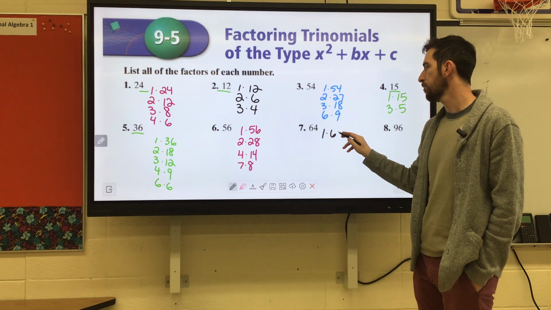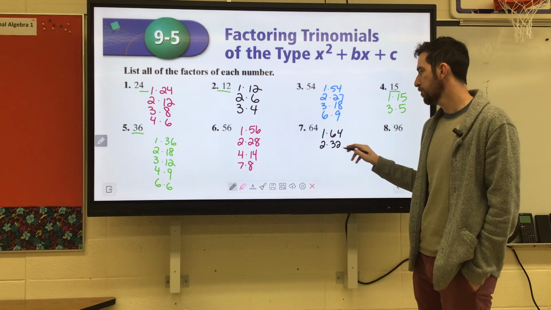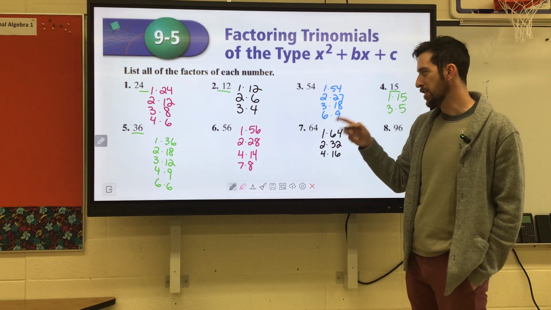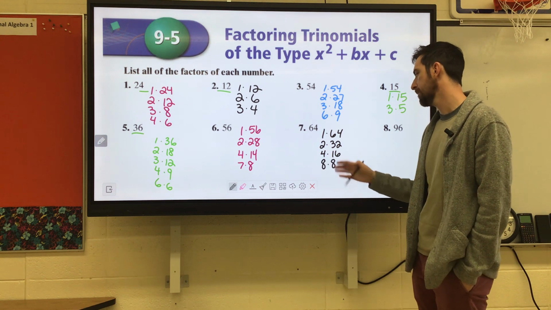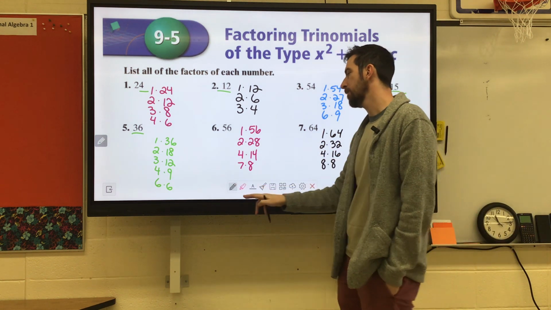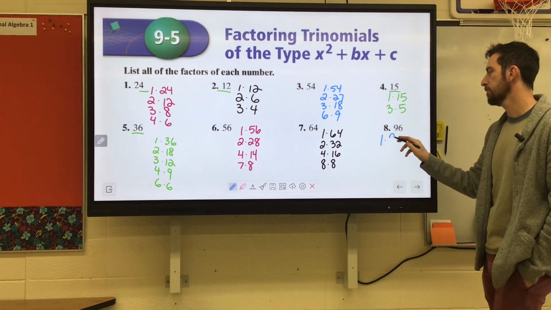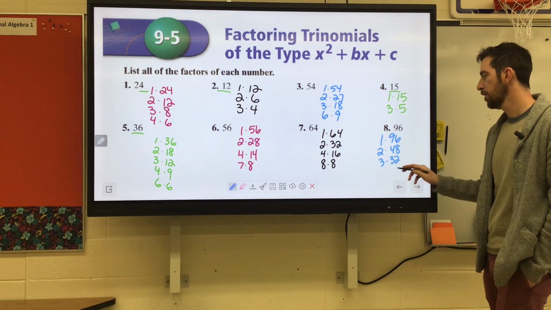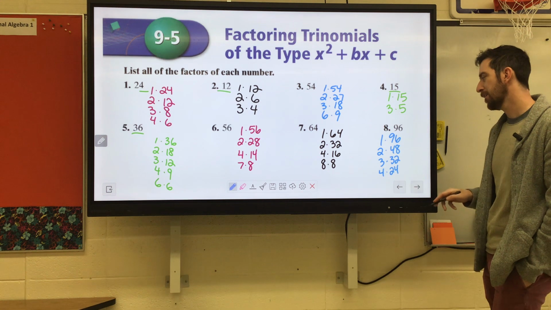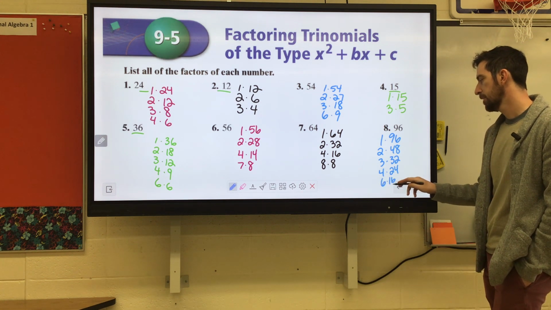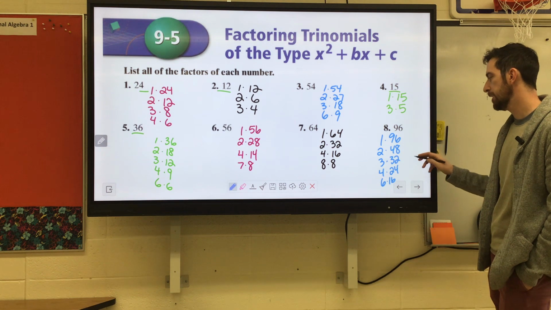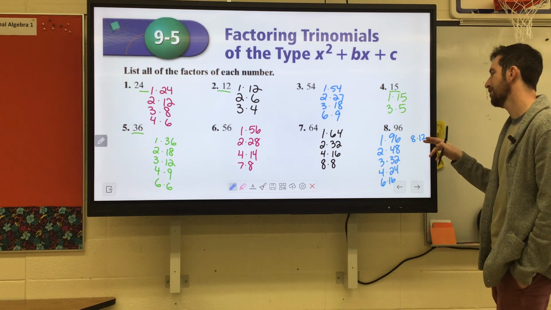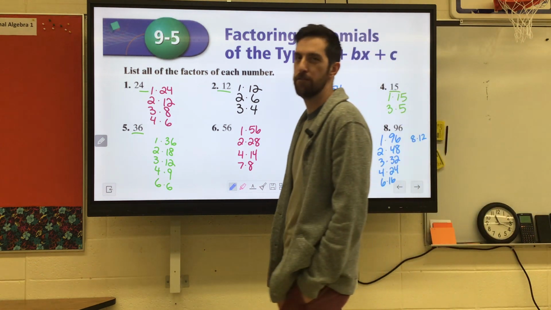64, 1 times 64, 2 times 32, 3, no. 4 times 16, 5, no. 6, no. 7, no. 8, yes. 8 times 8. And we're on the right side. We've got all our possible factors. 96, 1 times 96, 2 times 48, 3 times 32, 4 times 24, 5, no, 6 times 16, 7, no, 8 and 12, 9, no, 10, no, 11, no, and then we're back at 12, so we're all good. We've listed all of our factors.